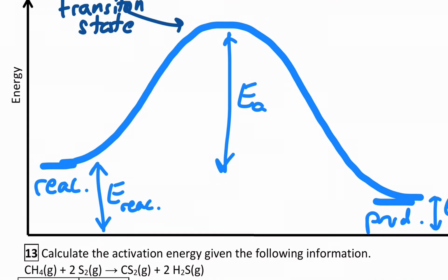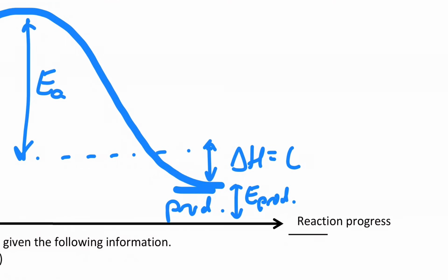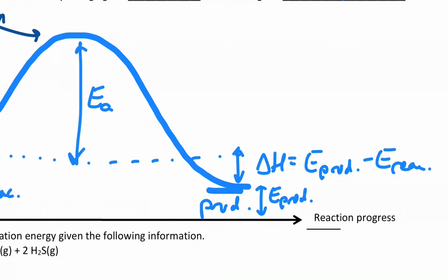There actually is an energy change between the reactants and the products, isn't there? As we go from where we started to where we ended. That's delta H. Delta H is E products minus E reactants. And here it's negative, as you can tell, because E products is a smaller number.